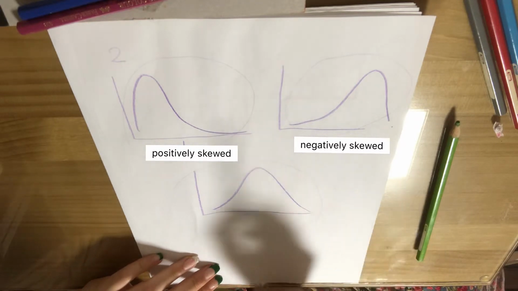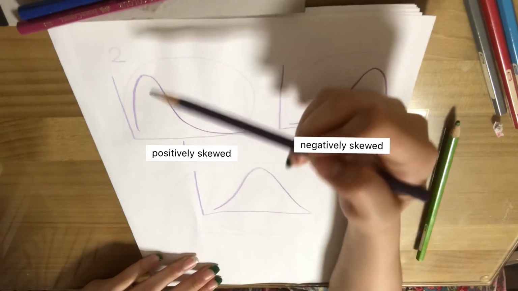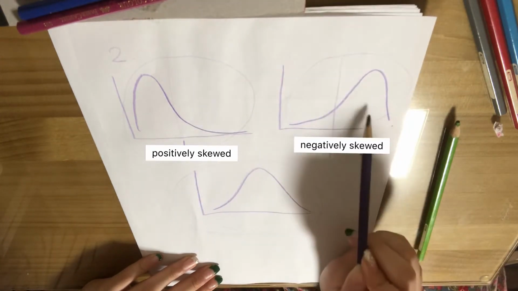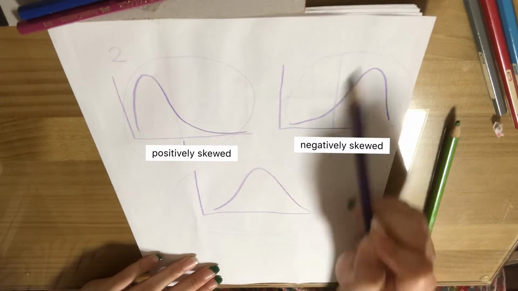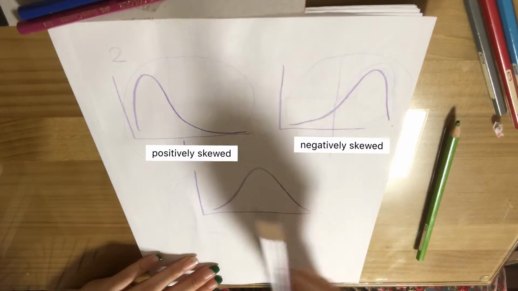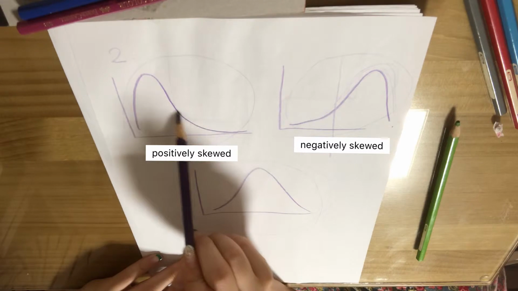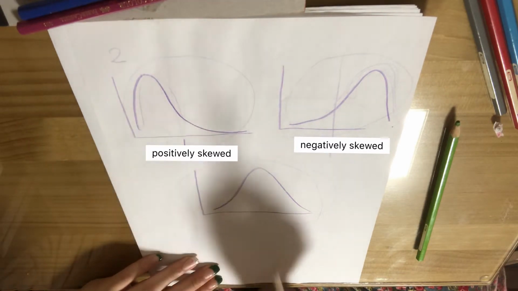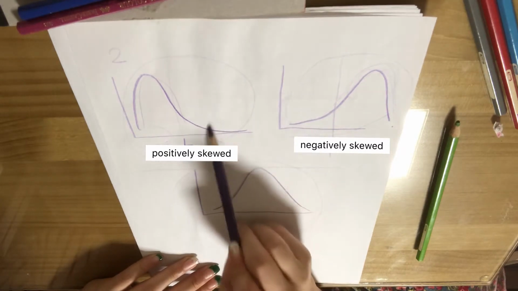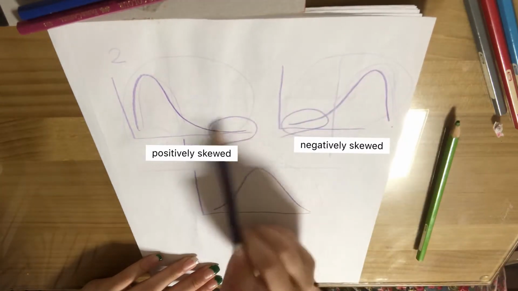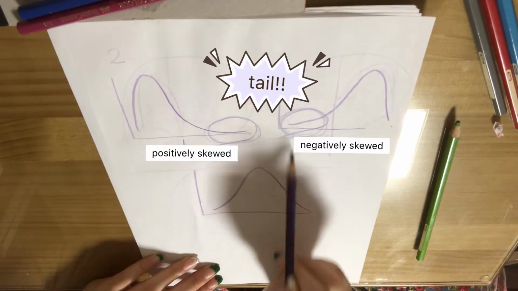People are very confused with this because they think this should be positive because more data is toward here, positive. And this should be negative because more data are toward the negative side. However, this shape is centered in this tail, not this mountain. So focus on the tail.